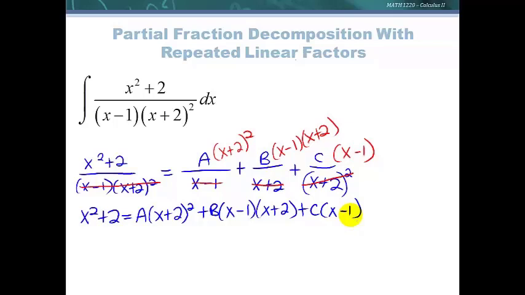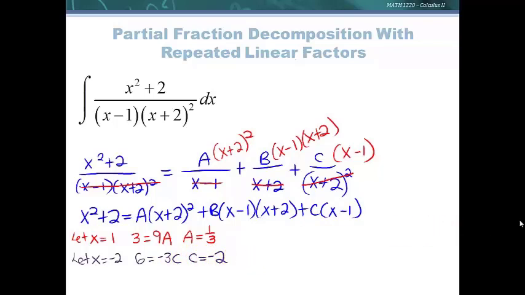So now let's conveniently choose an x. We're going to let x equal 1. 1 squared is 1, plus 2 is 3, equals 1 plus 2 is 3, squared is 9a. Putting a 1 here will zero this out. Putting a 1 here will zero this out. So a equals 1/3. Let's let x equal negative 2. Negative 2 squared is 4, plus 2 is 6, equals... negative 2 will zero this out. Negative 2 will zero this out. Negative 2 minus 1 is negative 3c. So it looks like c equals negative 2.